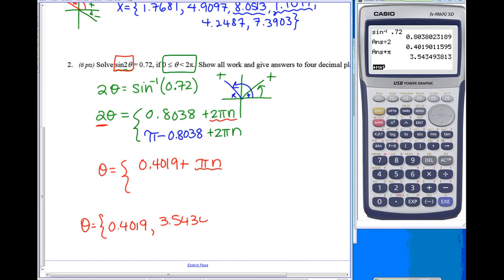That gives me 3.5434. Now again, I'm a double checker, so I like to see if I were to add another pi, would this still be in my domain for my original problem? I would get 6.6. That's bigger than 2 pi, and all my answers were supposed to be between 0 and 2 pi, so I'm not going to add any more there.